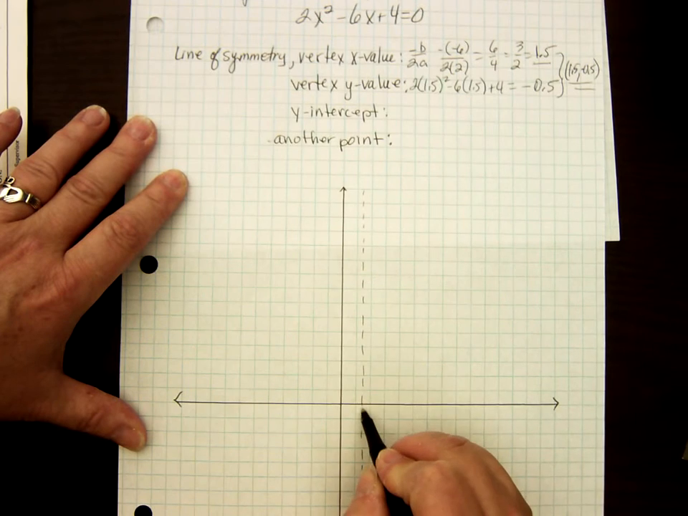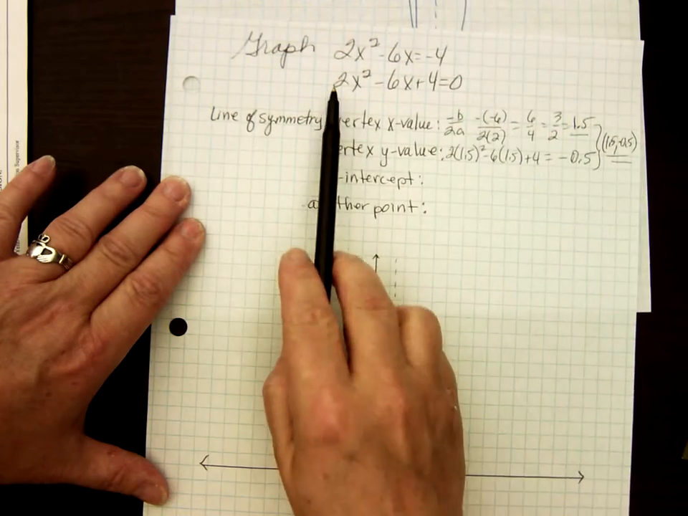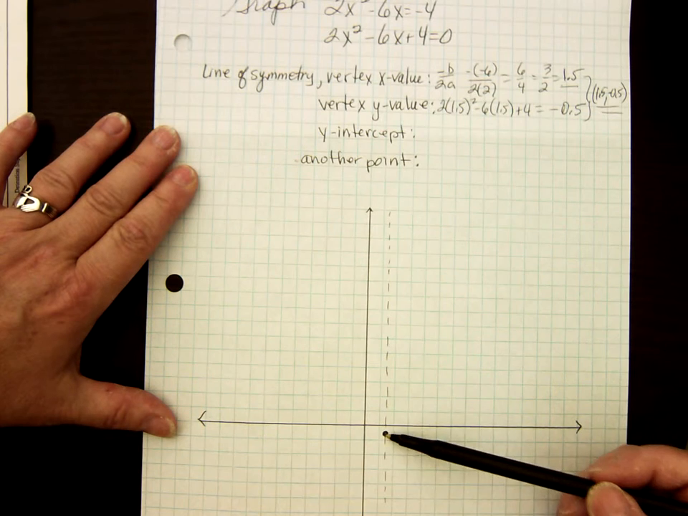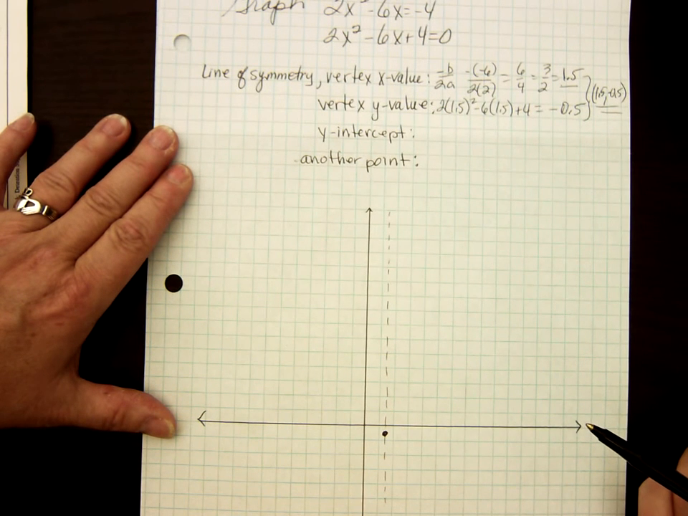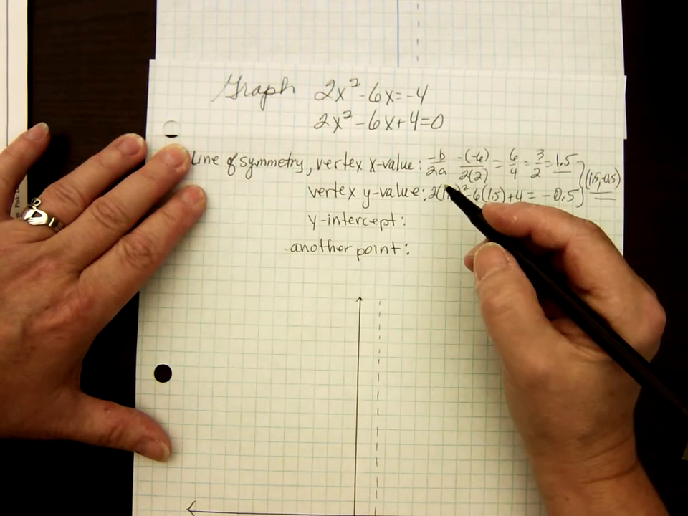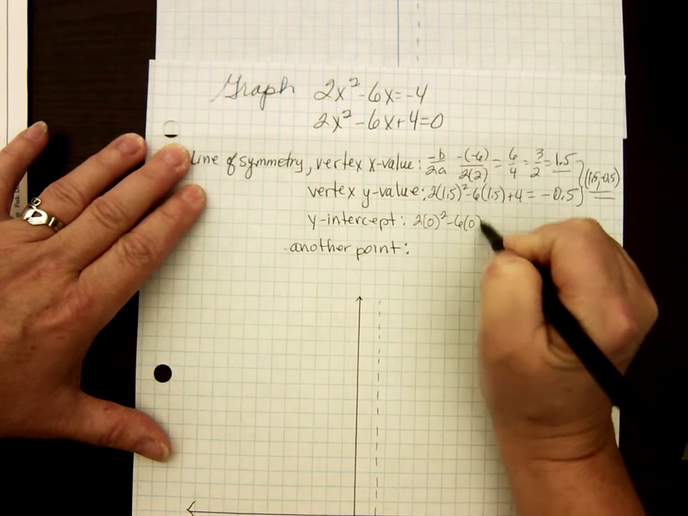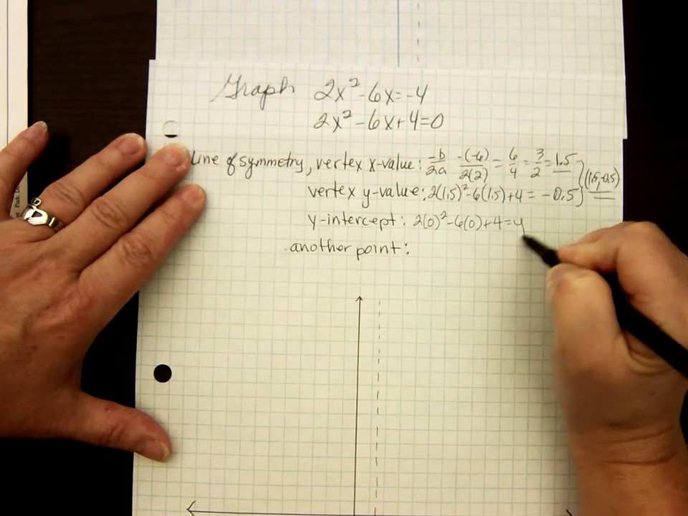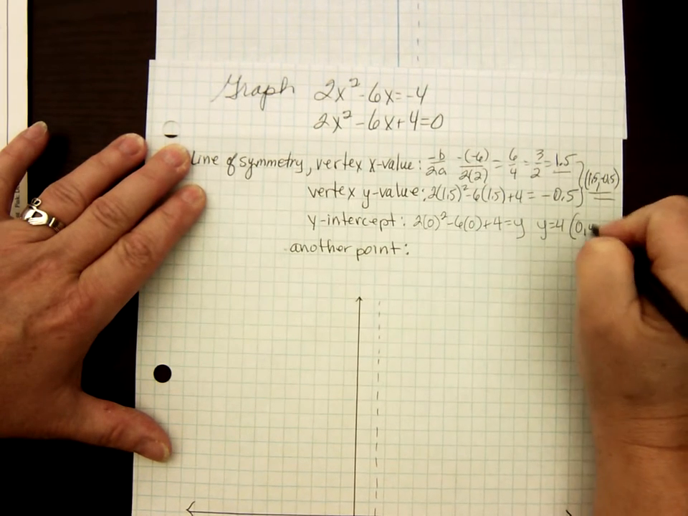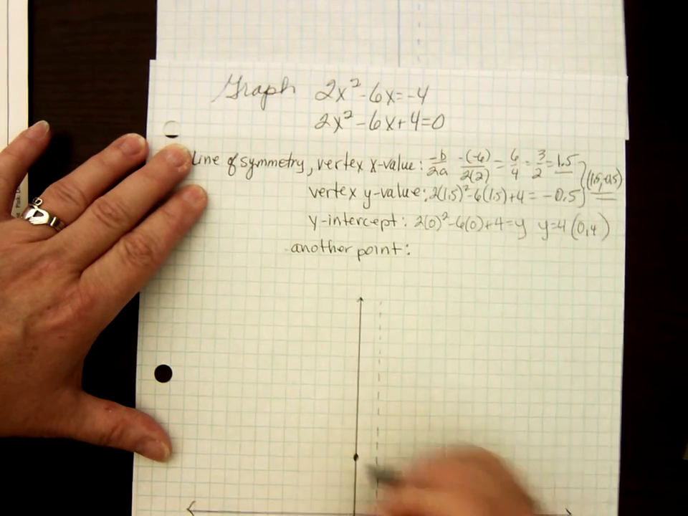So here we have our point right here, our vertex. Now, because this is a positive parabola, this will be the minimum point. All right, the y-intercept I want to find next. So the y-intercept is going to be where x is 0. So y is equal to 4, and these are the coordinates. 1, 2, 3, 4. There's my y-intercept.